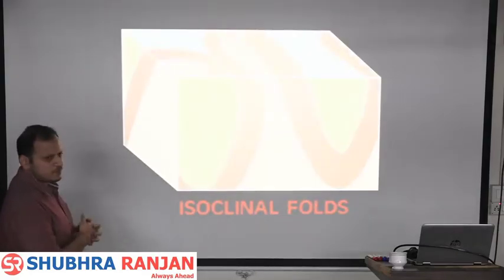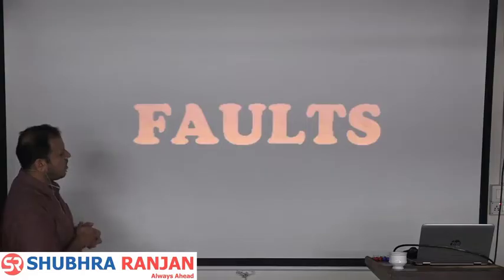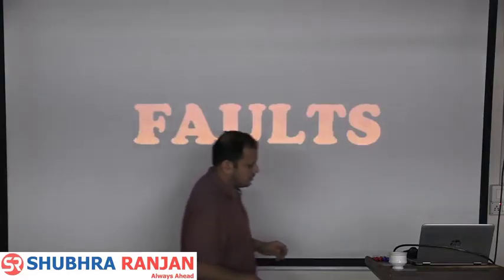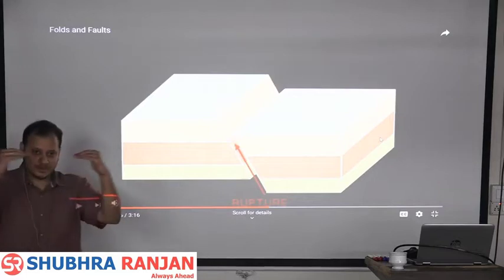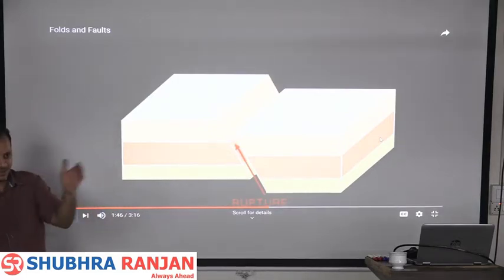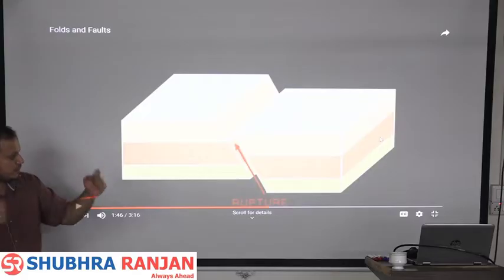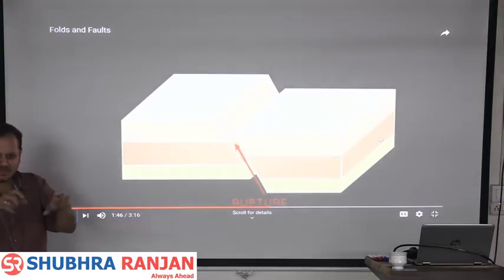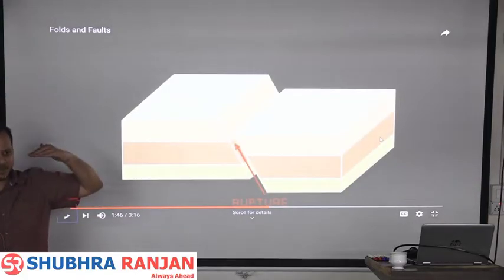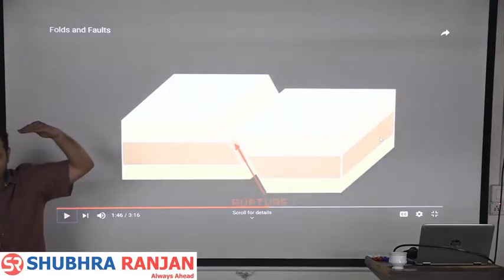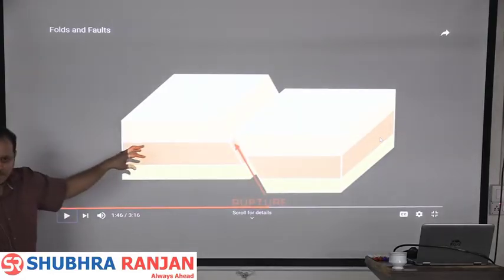There are different kinds of folds. This we do in GS, not in the optional. Now when anything is pulled, that is tension, pulling is tension, this is compression. When anything is pulled, there is a rupture or fracture on the surface of the earth. Obviously if somebody pulls this bone, it will fracture. And after the fracture it will not lie straight. Some part will go up, some part will go down. The same applies to the earth.